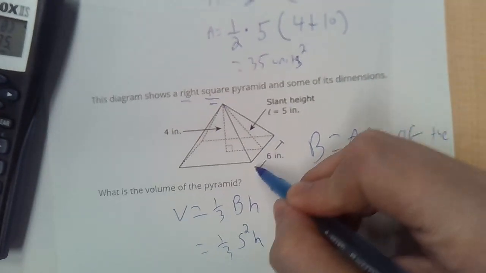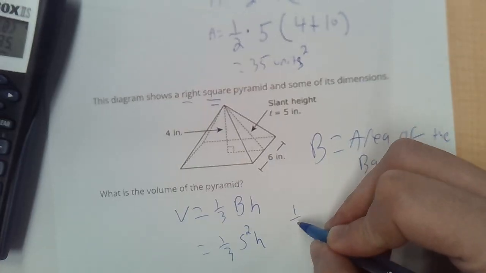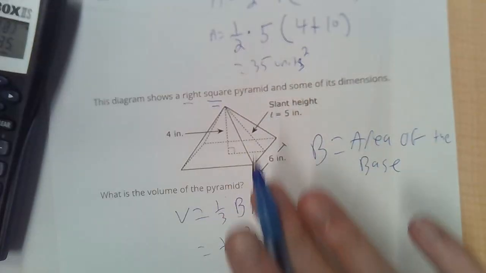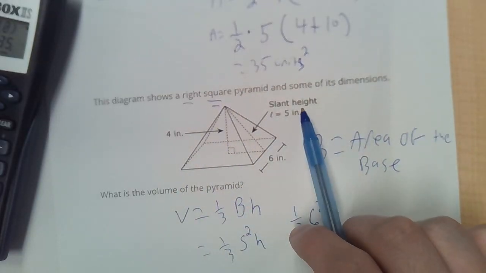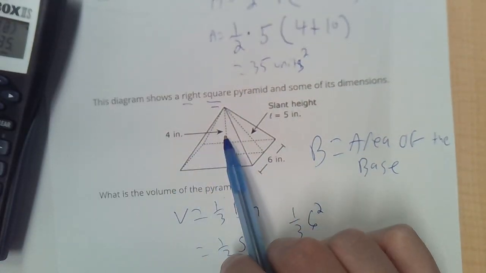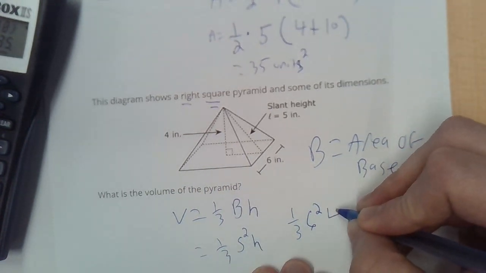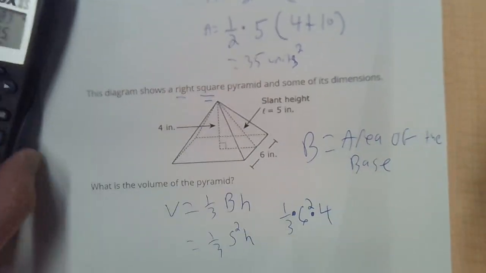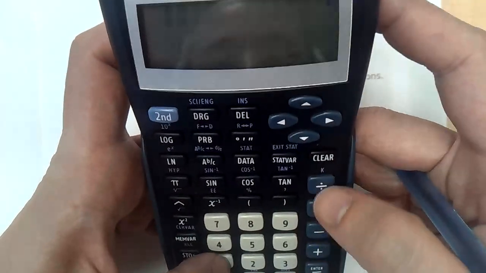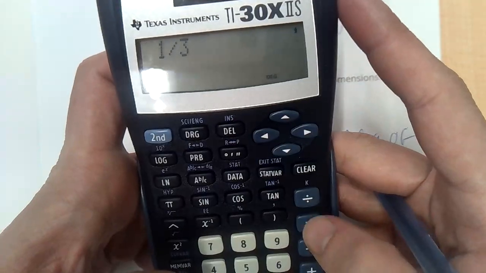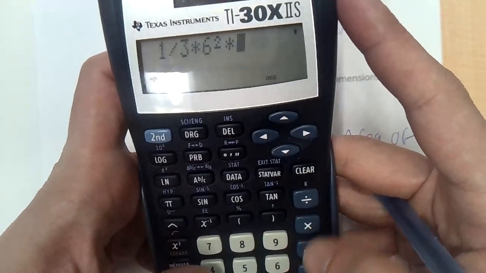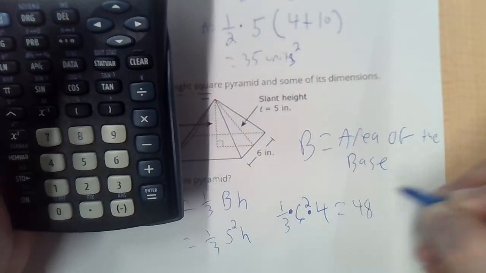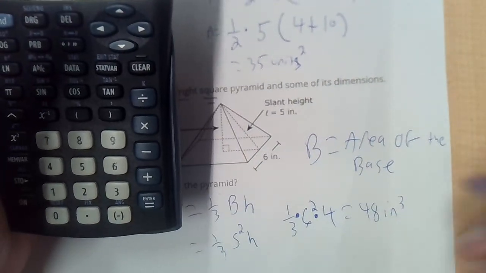So now S squared, the side of the bottom, is 6. And then H, the height that goes straight up and down, is 4. Not the slant height. We want the regular height. So that is 4. Okay, and this is all multiplied together. Okay, so on the calculator, we're going to have 1 divided by 3 times 6 squared times 4, which is 48. So this is 48 inches cubed.